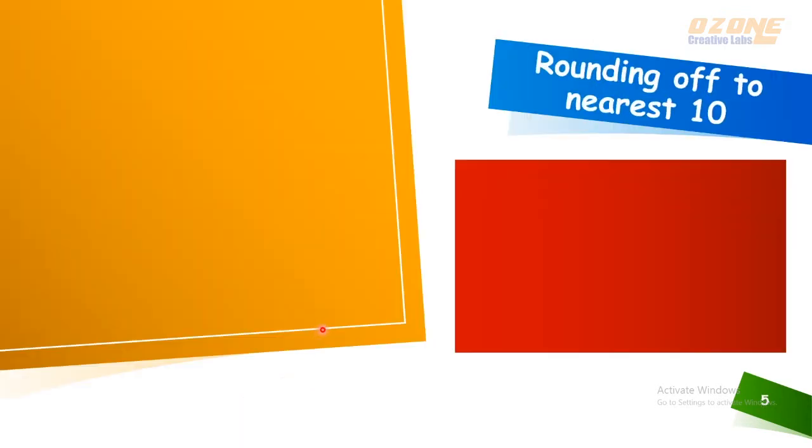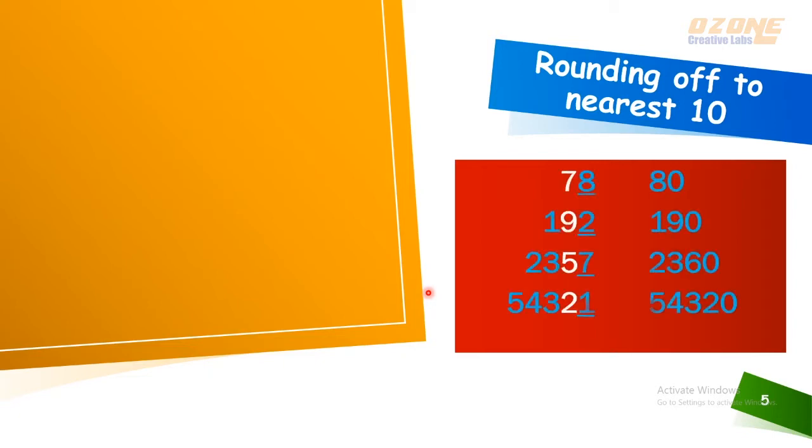Next we'll see how to round off numbers to the nearest 10. So here some numbers are given. We need to round off it to the nearest tens place. So rounding off to the nearest place is nothing but we need to make the unit place 0.